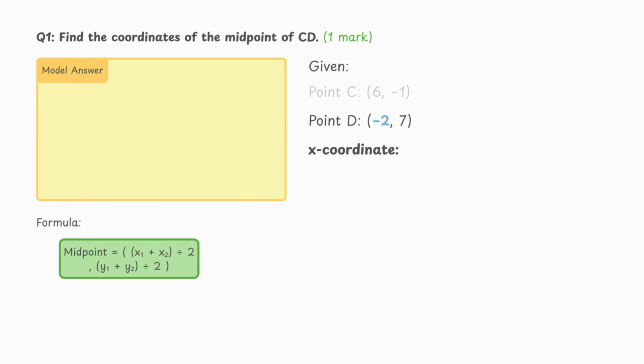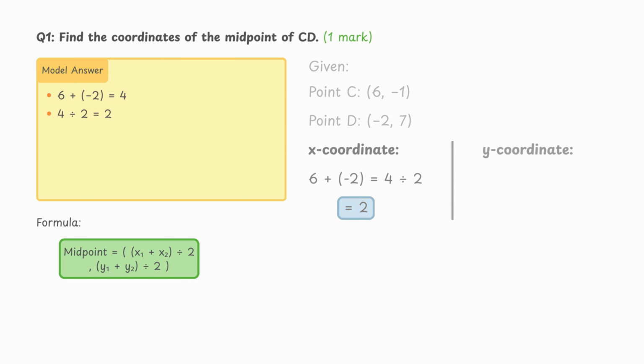So we do 6 plus -2. 6 plus -2 is the same as 6 minus 2. That gives 4. Now we divide 4 by 2. 4 divided by 2 equals 2. So the x-coordinate of the midpoint is 2. Now let's find the y-coordinate. For point C, the y value is -1. For point D, the y value is 7.